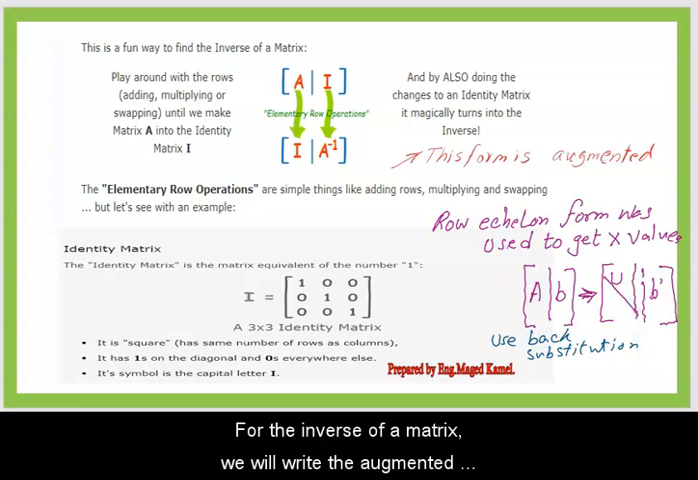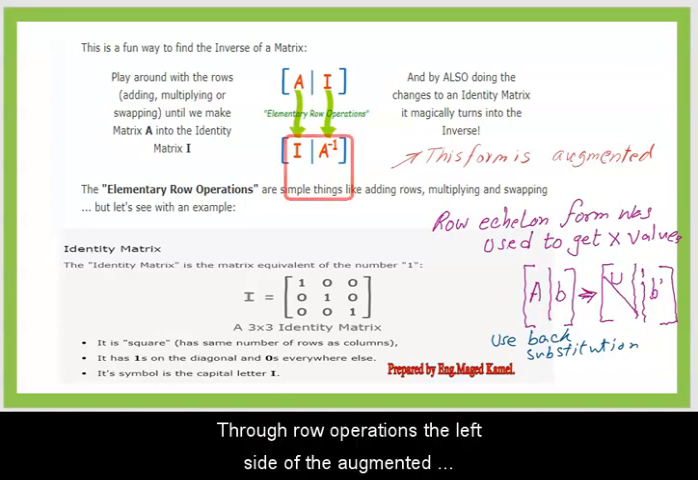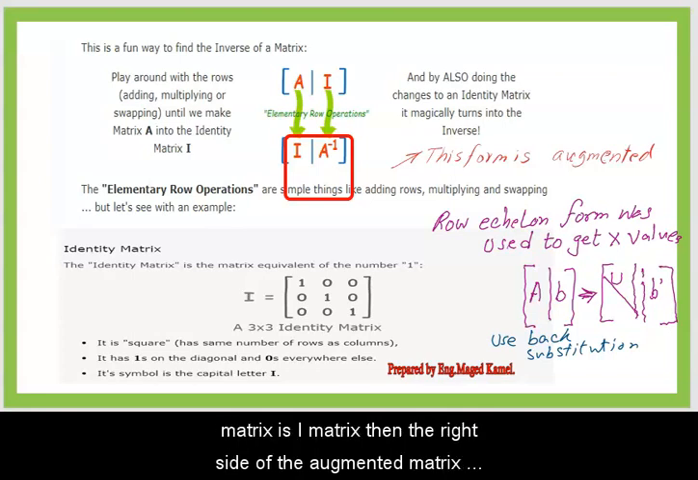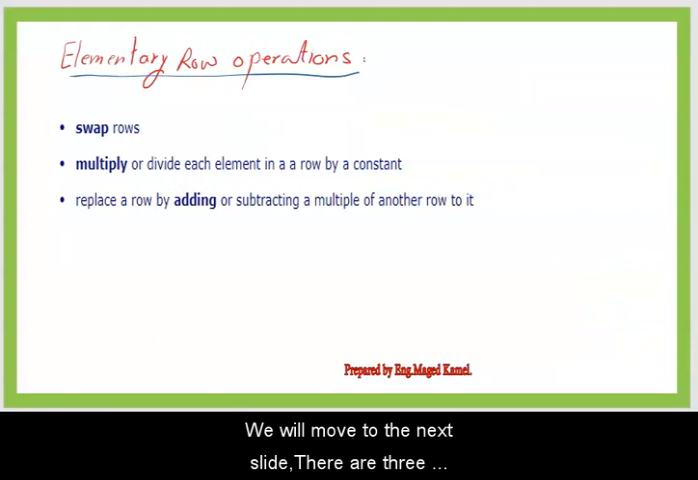For the inverse of a matrix, we will write the augmented matrix, but on the left side, instead of writing matrix A, we will put the identity matrix I. Through row operations, the left side of the augmented matrix will become I. Then the right side of the augmented matrix will be the inverse of the matrix A. We will move to the next slide.